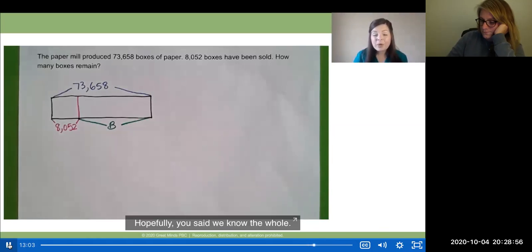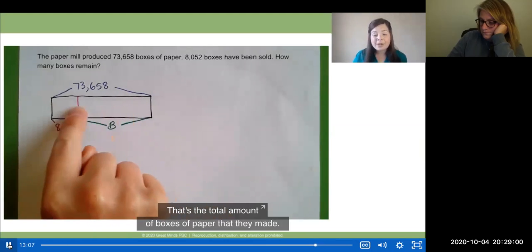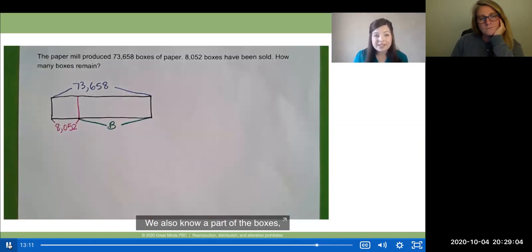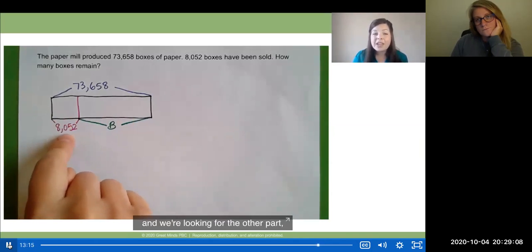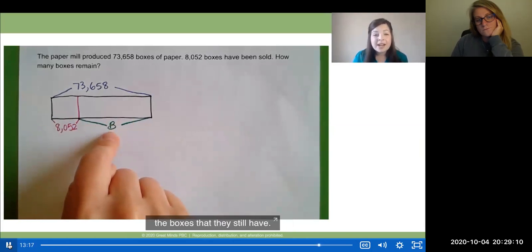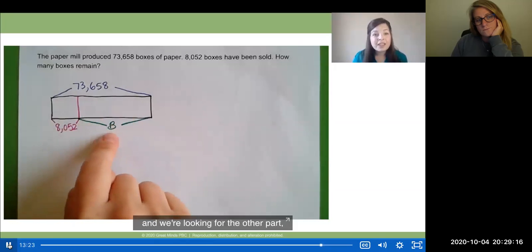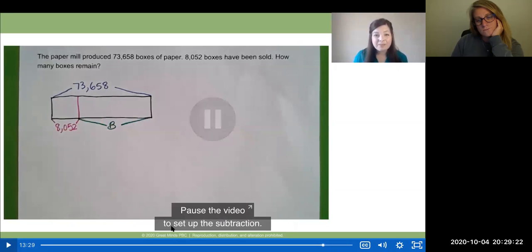Hopefully you said, we know the whole. That's the total amount of boxes of paper that they made. We also know a part of the boxes, the part of the boxes that they sold. And we're looking for the other part, the boxes that they still have. When we know the whole and a part, and we're looking for the other part, we can subtract. Pause the video to set up the subtraction.